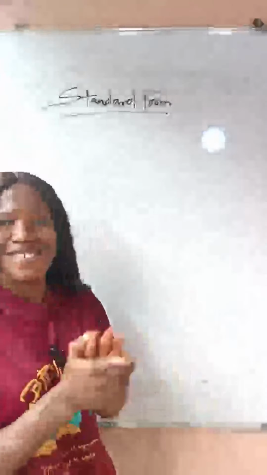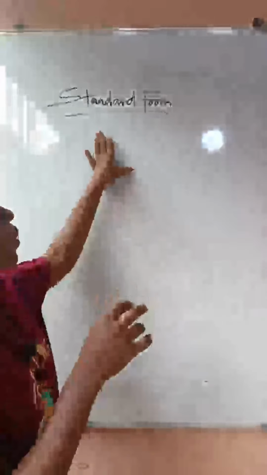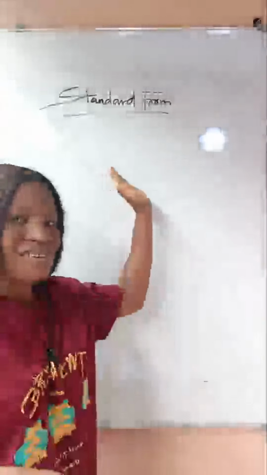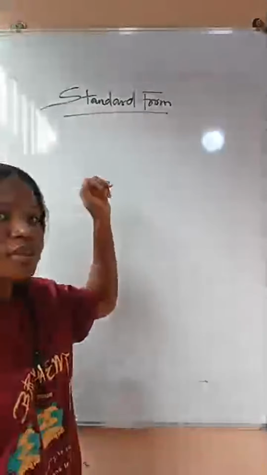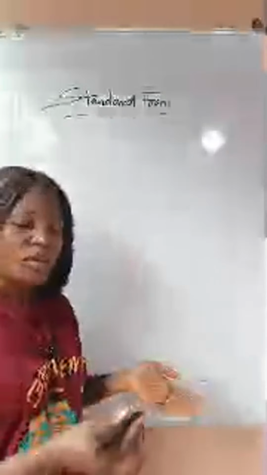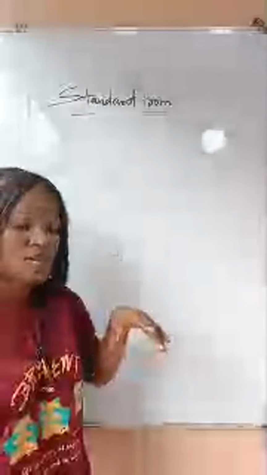Okay, today let us talk about one of the most important topics in mathematics. This is standard form. This is one of the most important topics because some other topics depend on it. And sometimes after asking you questions on some topics, they'll still tell you to leave your answer in standard form. All right, so that tells you how important this is. And also this will introduce us to exponents and indices.